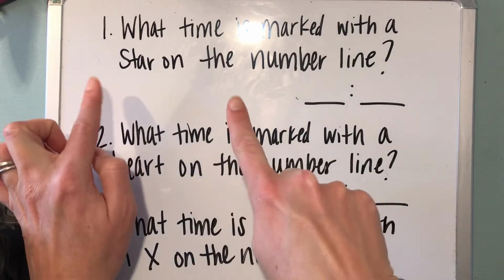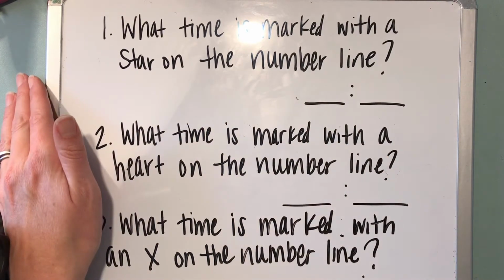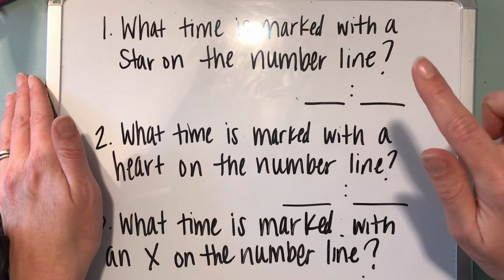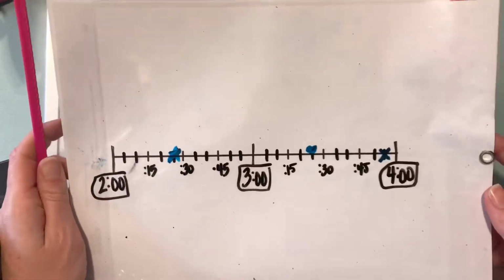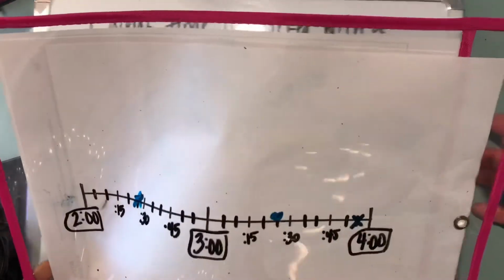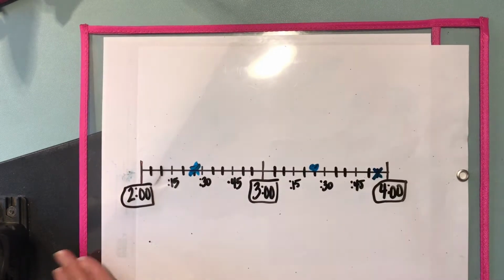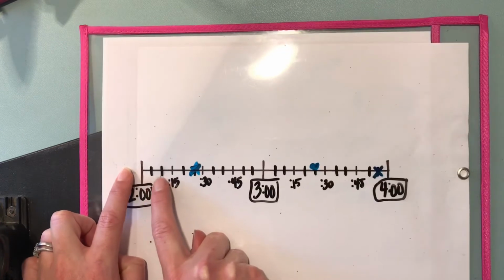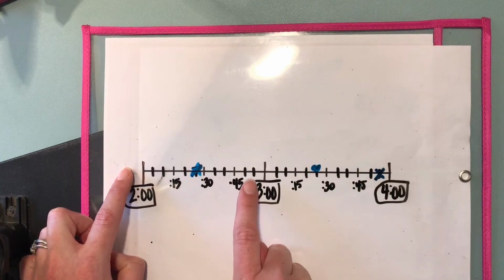The first question you'll be asked on some of the questions is, what time is marked with a star on the number line? You need to write it in digital form, not on an analog clock this time. First let's look at this timeline before we answer the question. Yesterday we did increments of 15, so we didn't have these small lines in between each increment of 15. We didn't have those yesterday.